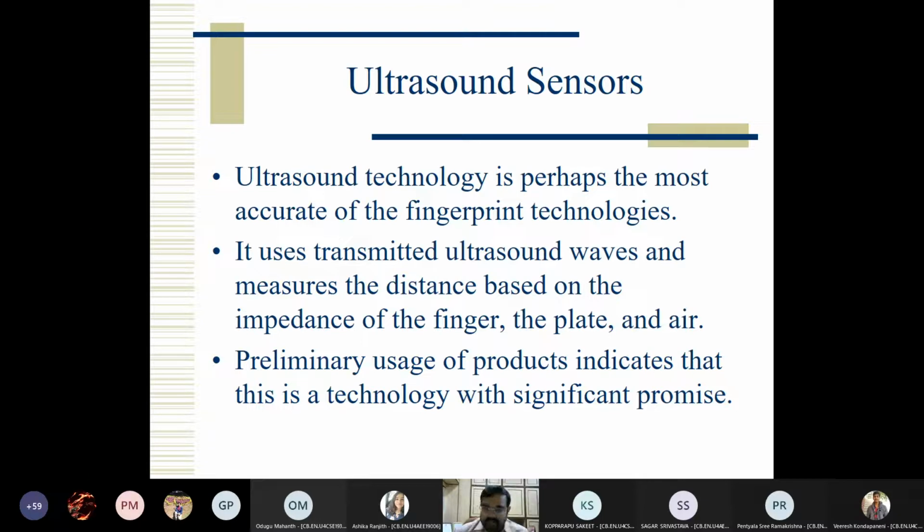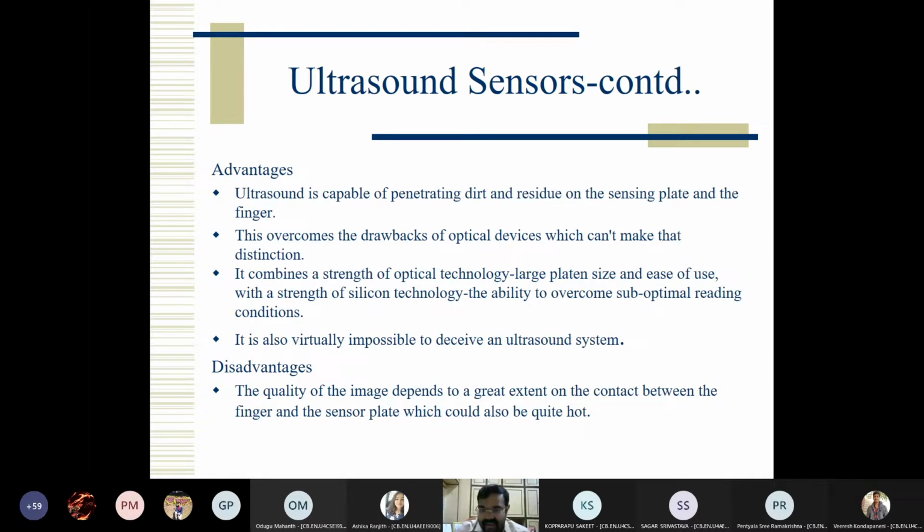And ultrasound, you are actually sending a signal, and the signal comes back. That is the idea. And the distance is based on the impedance of the fingerprint plate and air. Impedance is like a capacitance, you can say. I don't know how to explain, but it's more like a capacitance only. It is a force, or a kind of a resistance that is there. So the ultrasound waves are transmitted, and the distance going and coming back is measured, and it all depends upon the impedance of the finger, the plate, and the air.